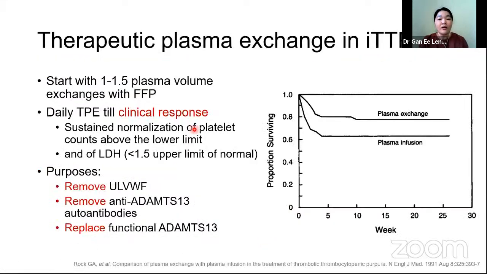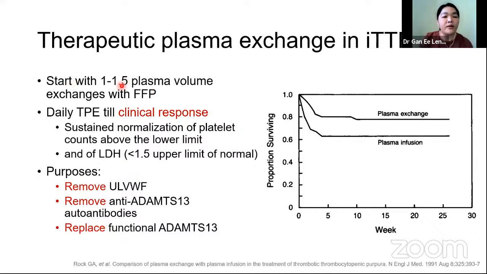All right. So let's talk about the 4 components here: plasma exchange, steroid, rituximab, and caplacizumab, before we end our talk. This is a landmark trial published in 1991 comparing TTP patients who received only plasma infusion versus plasma exchange. You can see very clearly that the overall survival curve separated out very nicely. So from this landmark trial, we recommend plasma exchange for all TTP, not plasma infusion only.